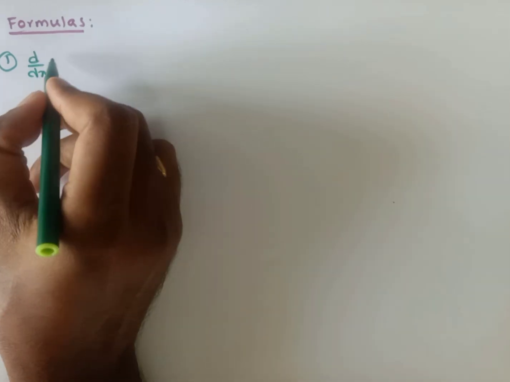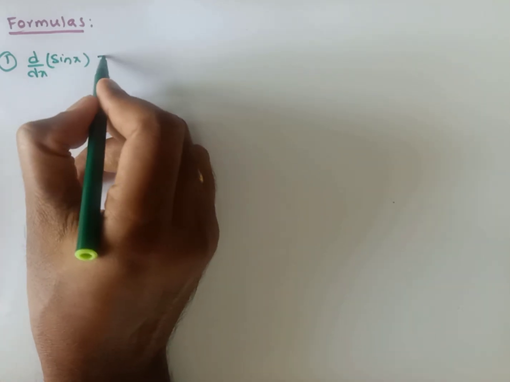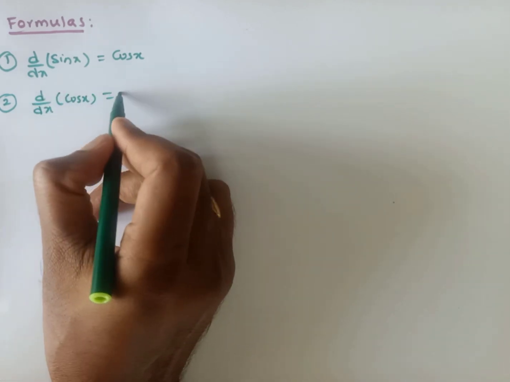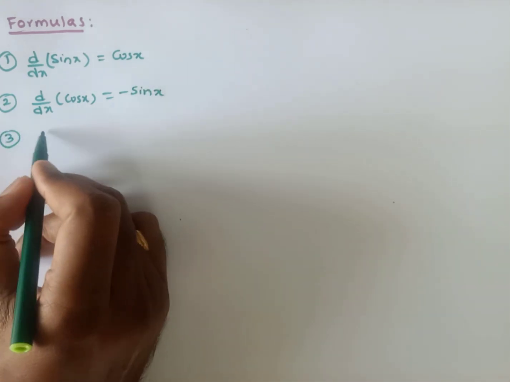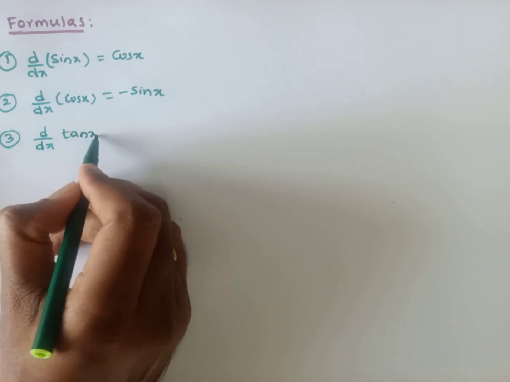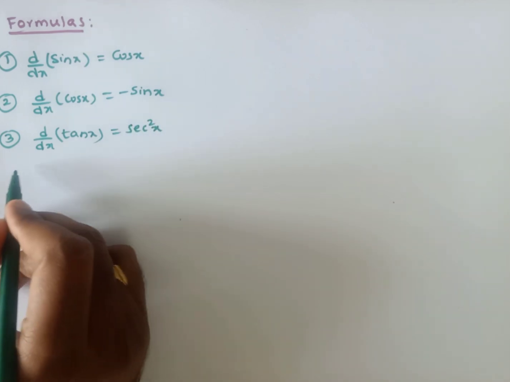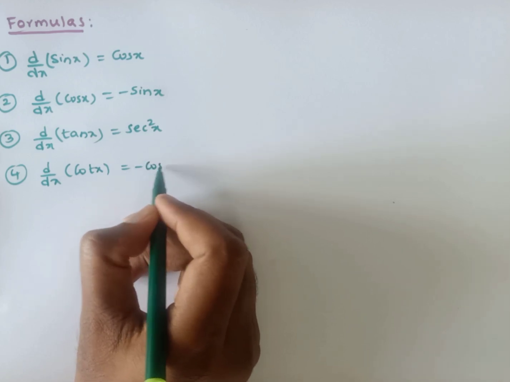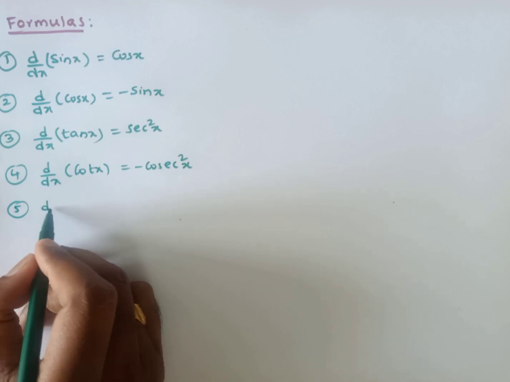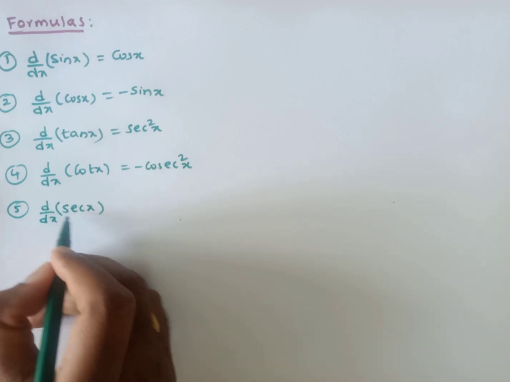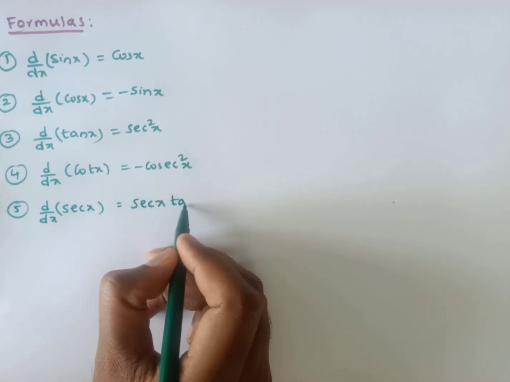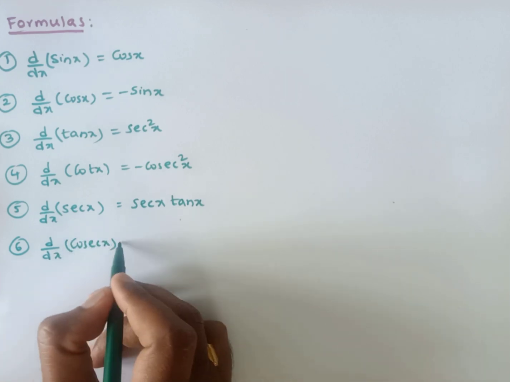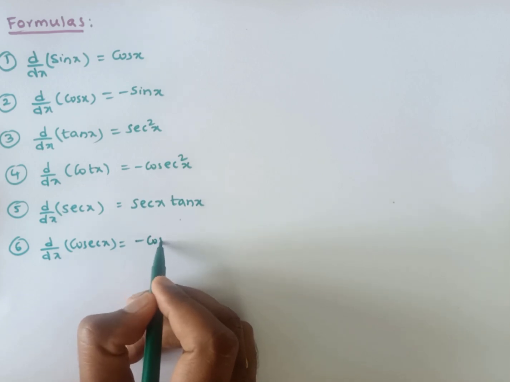Number 1, d by dx of sin x is cos x. Second, the derivative of cos x is minus sin x. Now d by dx of tan x is secant square x. D by dx of cot x is minus cosecant square x. This is d by dx of secant x: secant x into tan x. And the last one, the derivative of cosecant x, from the previous lecture, is minus cosecant x into cot x.